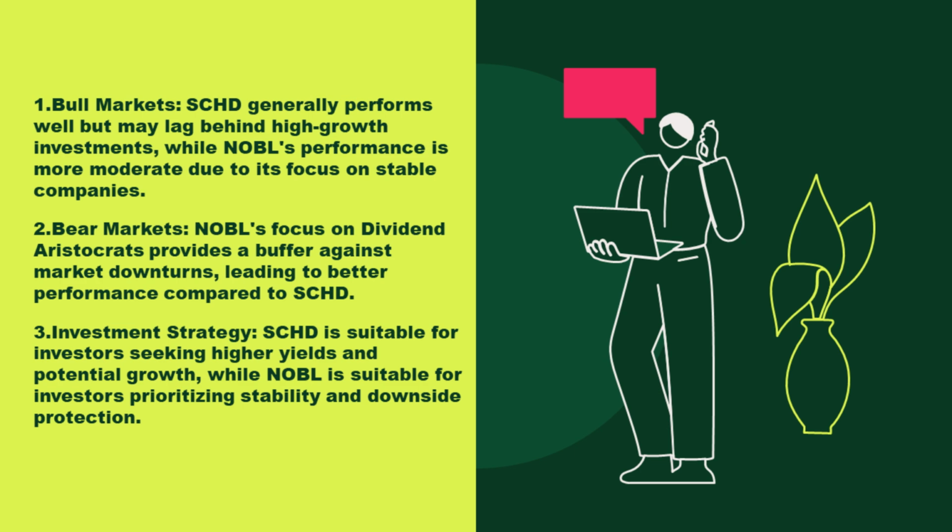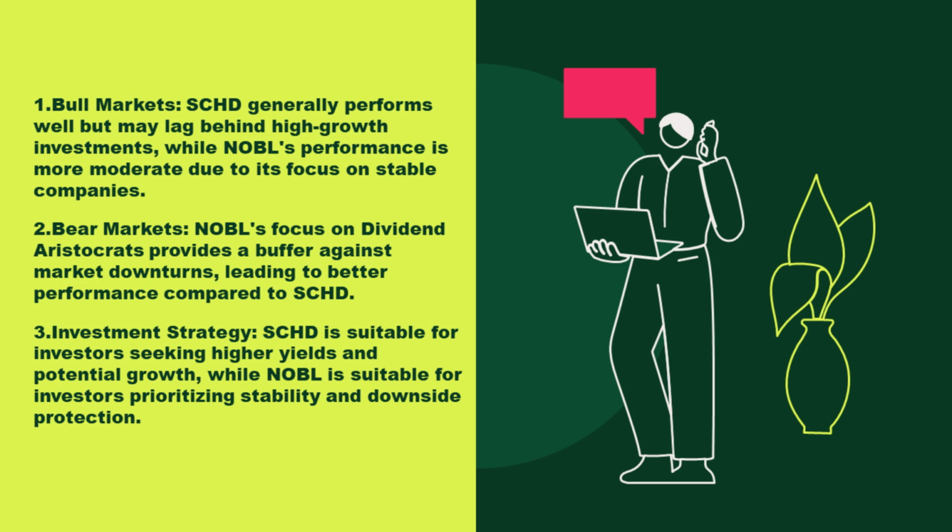A high dividend yield can provide some level of cushion, but it might not fully mitigate the impact of a broad market decline. In summary, SCHD generally performs well in bull markets due to its broad exposure to high dividend-paying stocks, but may lag behind high-growth investments. During bear markets, NOBL tends to outperform SCHD due to its focus on stable, dividend-increasing companies that offer a buffer against market declines. NOBL's defensive nature helps it maintain better performance during downturns, while SCHD's performance is more susceptible to broader market fluctuations.